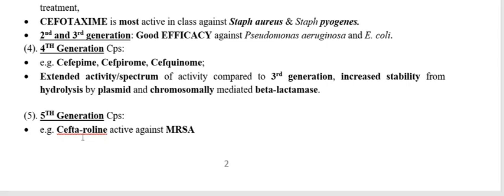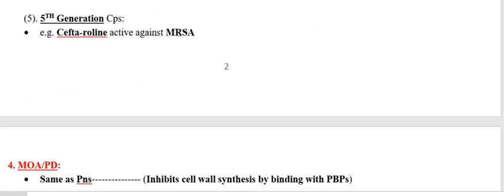Ceftaroline is a fifth generation cephalosporin possessing antibacterial activity against methicillin resistant Staph aureus. What is the other interesting point with this is all about the classification of cephalosporin based upon the generation basis, and which one is most acceptable classification of cephalosporin. Now we have to go through the mechanism of action.